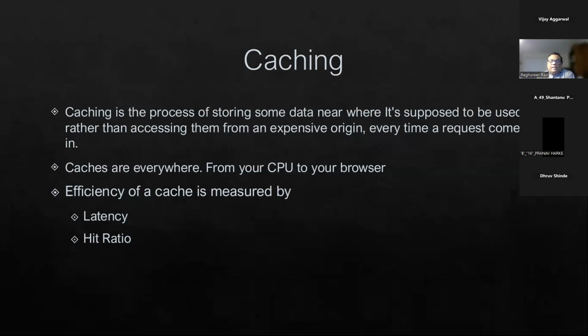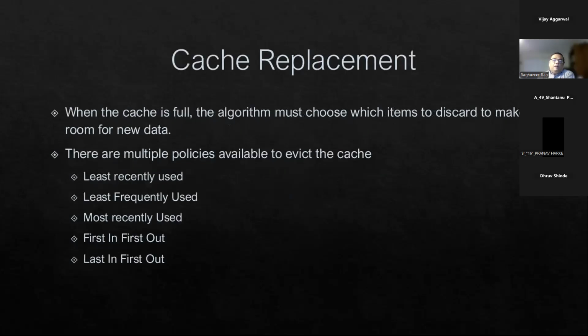So the thing is that you cannot keep everything in a cache. Your cache is always going to be smaller than the data that you have. In your database, you may have a million rows, but your cache may be only the top 1,000 elements which you want to cache. So when you are caching, there are multiple ways to discard an element from the cache.